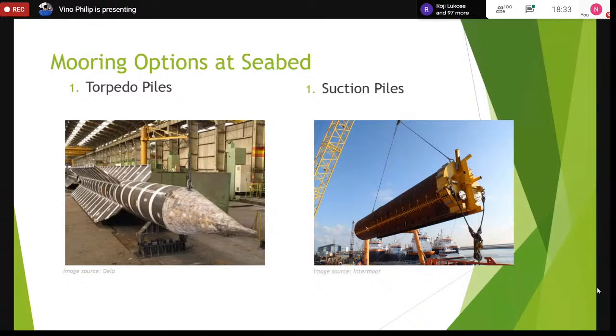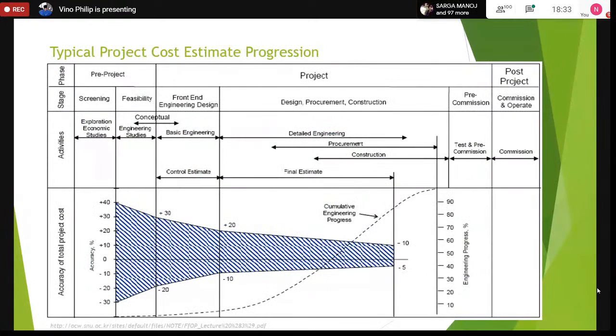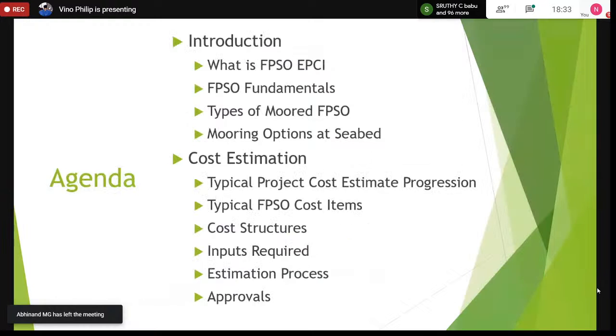Now, going into an FPSO. The next item that I had in my agenda was cost estimation. So I finished the introduction to explain what an FPSO is and the components of an FPSO at a very high level. I'm sure, being a new topic for many people, you'll have questions, but please feel free to ask at the end of the webinar.